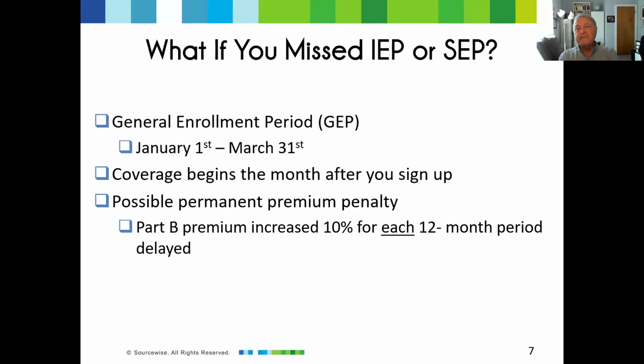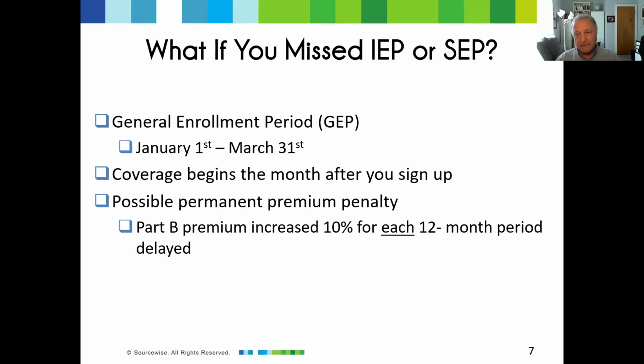So what if you miss your initial enrollment period or you miss the special enrollment period? Well, there's still one more opportunity each year. It's called the general enrollment period. It's the first quarter of the year. We're in it right now, from January 1 through March 31. You can use that to sign up, and your coverage would begin the month after you sign up.